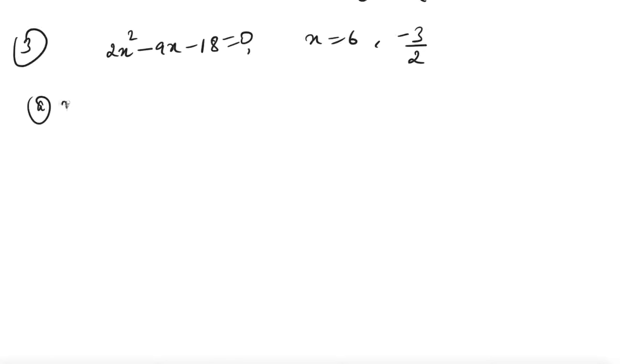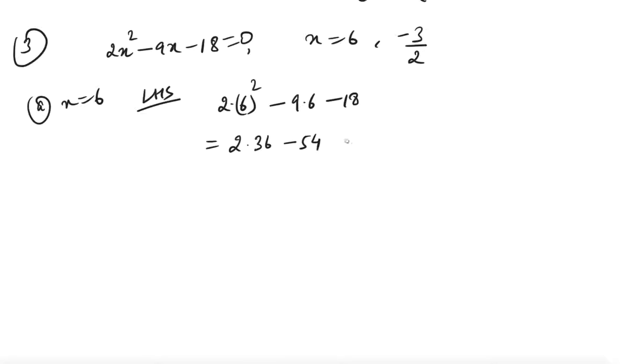So let us start with x equals 6. Let us substitute in the LHS and check. 2 into 6² minus 9 into 6 minus 18. This is equal to 2 into 36 minus 54 minus 18. This is equal to 72 minus 72, which is equal to 0. This is our RHS, satisfying, hence x equals 6 is our solution.